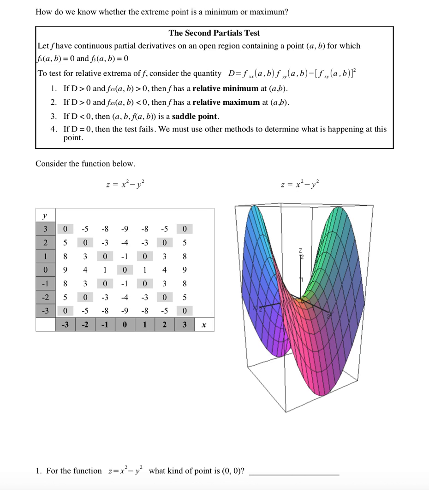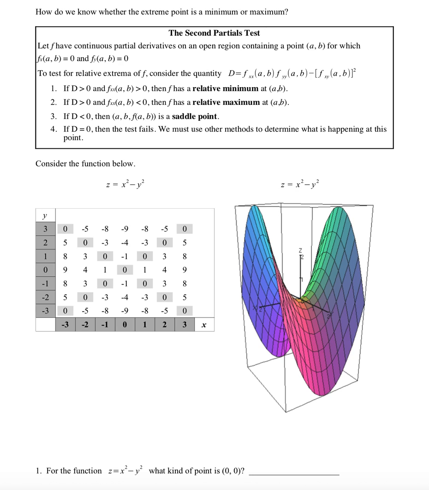Okay, so say we've found a critical point for a surface. How do we know for sure that the critical point represents a min or a max? When would it be neither? The second partials test allows us to know that information. To use this test, we're going to have to find several second partials.